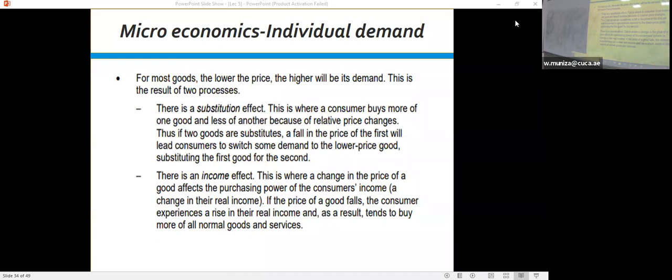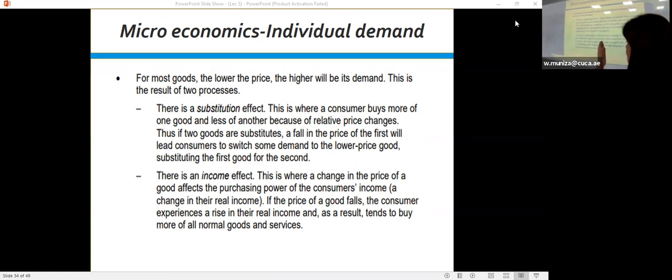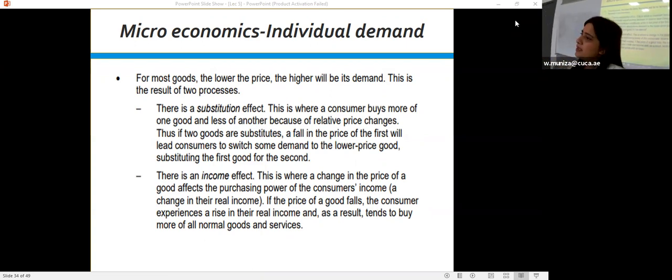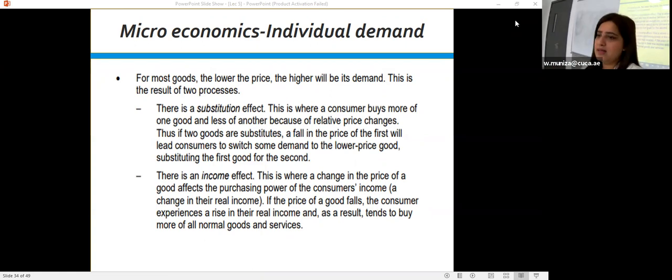Okay. Elaborating the concept, they are telling us that for most goods, the lower the price, the higher will be its demand. This is the result of two processes. So we can see the substitution effect, and there is an income effect too. What are substitutes, students? The goods which can be used in the place of some other good. Say, for example, the substitute of this seat would be a chair. So in place of this sofa seat, we can use a simple chair as well. Instead of using a juice, we can have a carbonated drink as well. So these are substitutes, okay? So there is a substitution effect.